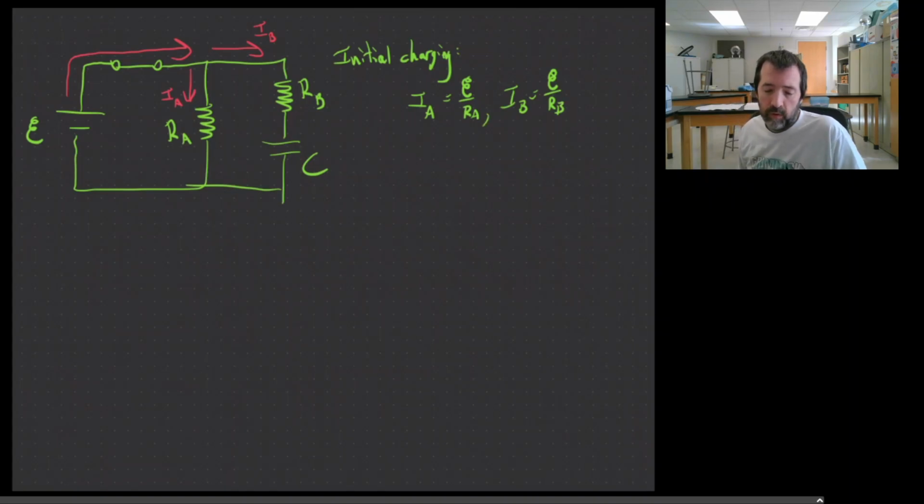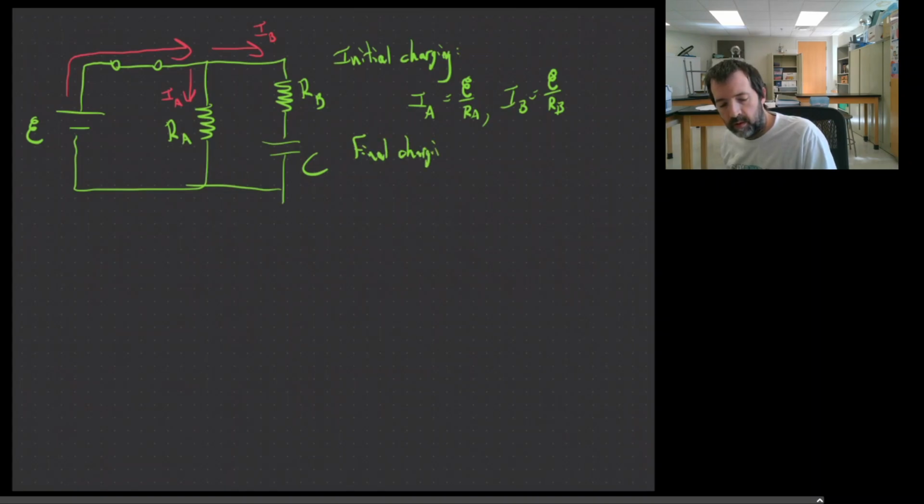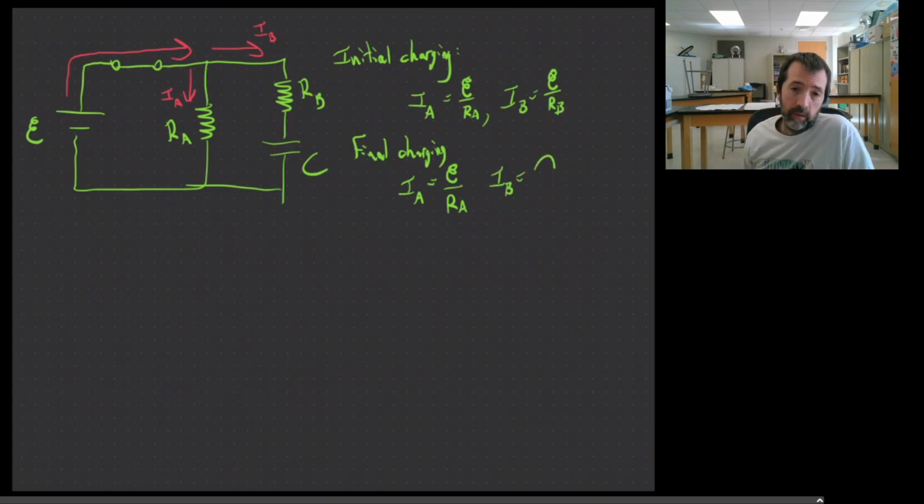But those are only the currents at time 0. IA is going to be constant, since if you did a Kirchhoff loop for the battery and resistor A, those are the only things in the loop, so that current's going to be constant. But current B is going to decay over time as the capacitor fills up. Eventually, in the final state, while charging, IA is still going to be E over RA, but current B is going to go to 0 because the capacitor is going to fill up and you won't be able to send any more current into it.